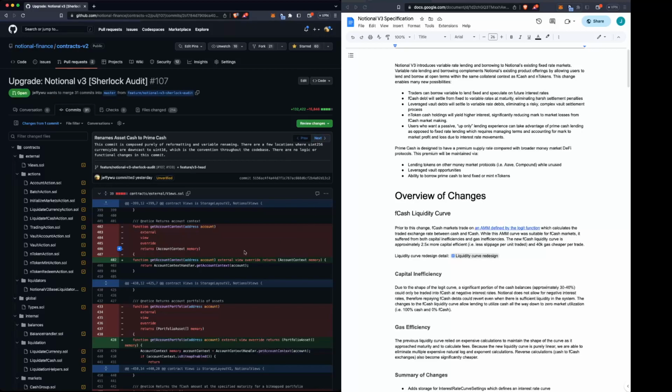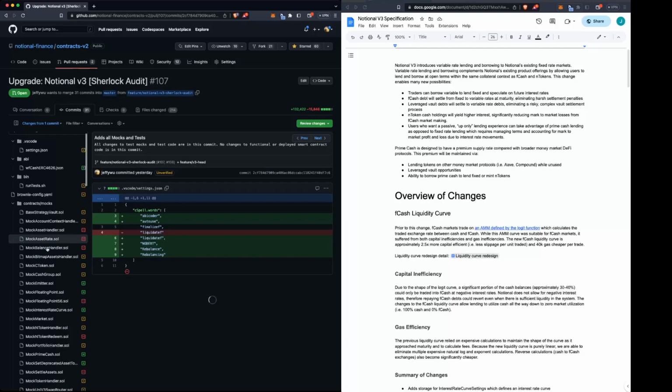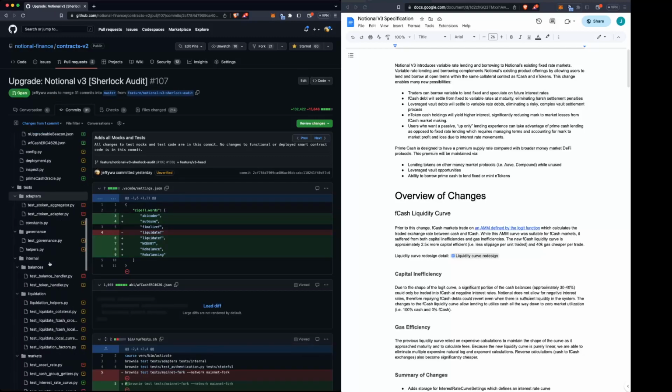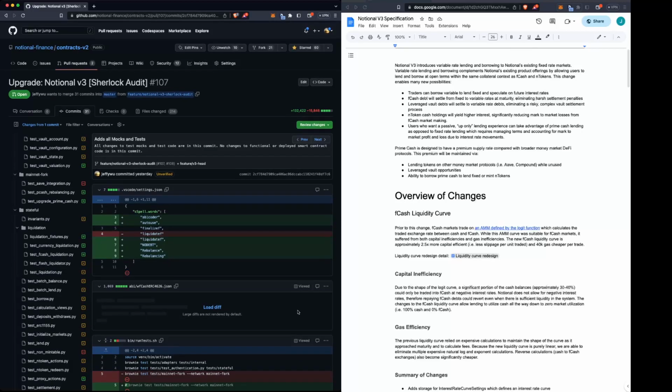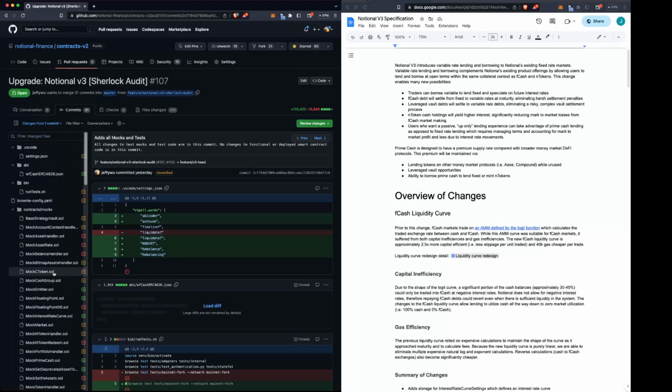So in the second commit here, we have all the updates to the mocks and the tests. I put this in one commit such that they're off to the side and they can be reviewed if you want to.